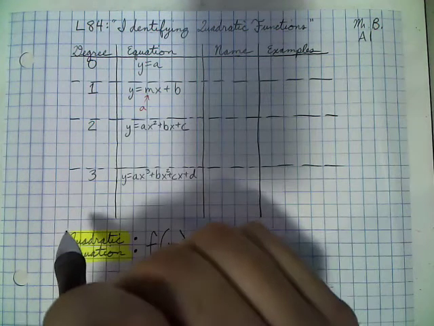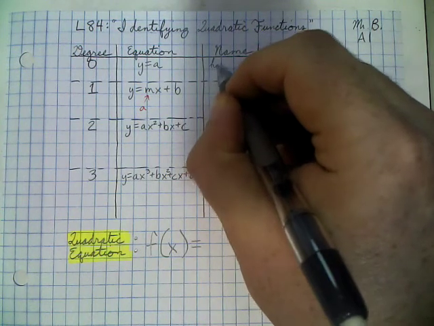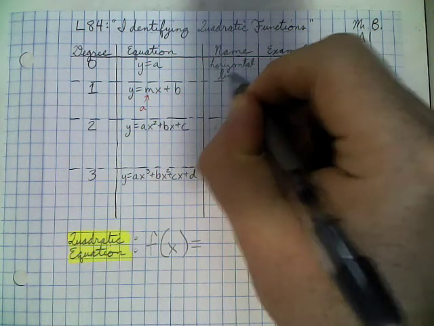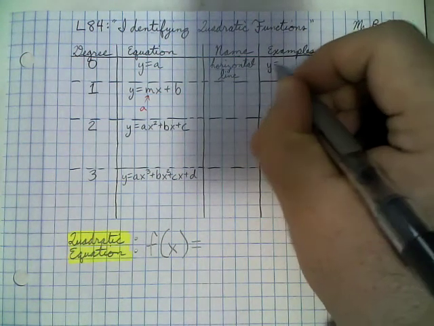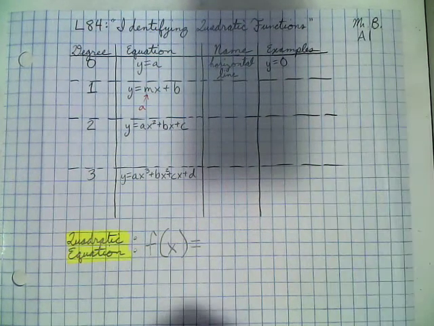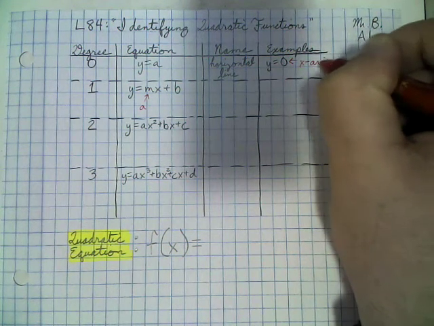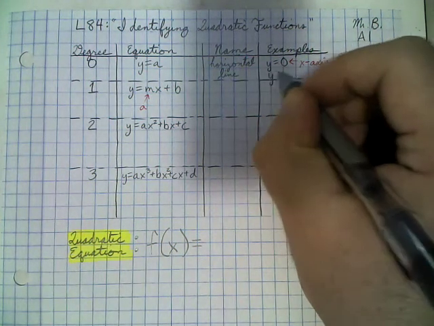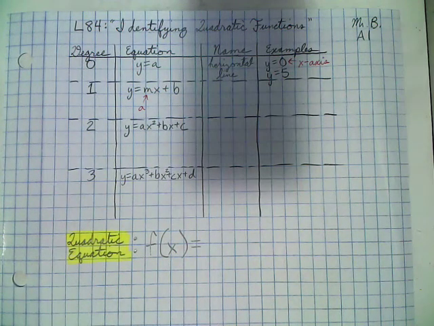So if you have a situation like this, anytime a equals a number, remember that this produces a horizontal line. Examples of this would be the x-axis. Y equals 0 is actually the x-axis. Or we could say y equals 5, which would be a horizontal line going through the y-axis at 5.